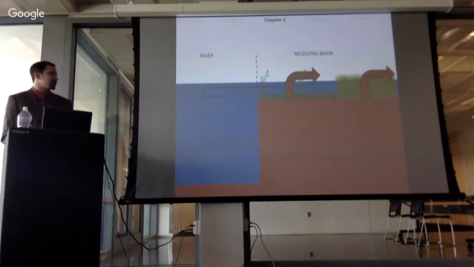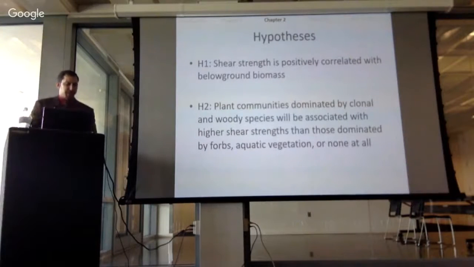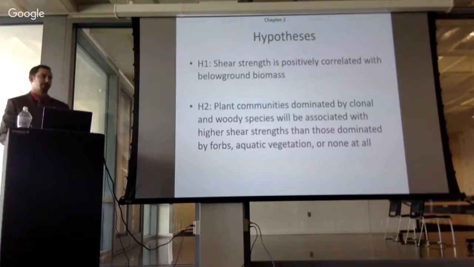Again, as our plants begin to germinate, those roots should be decreasing erosion. Additionally, I would expect that those plants that have a heavy investment in below ground biomass should be better at holding that sediment together and therefore contribute more erosion resistance than more sparsely rooted plants. I tested these hypotheses again out in West Bay. I can't really measure erosion per se in this type of situation.